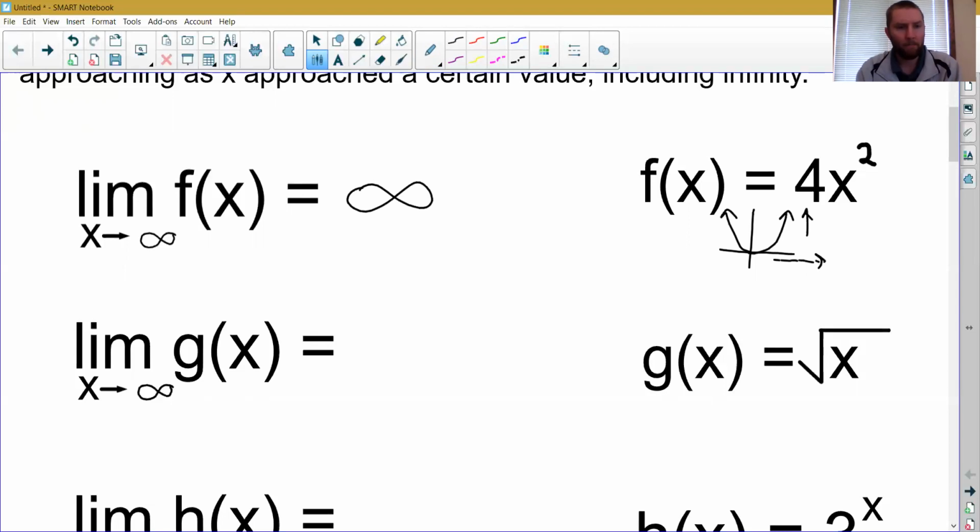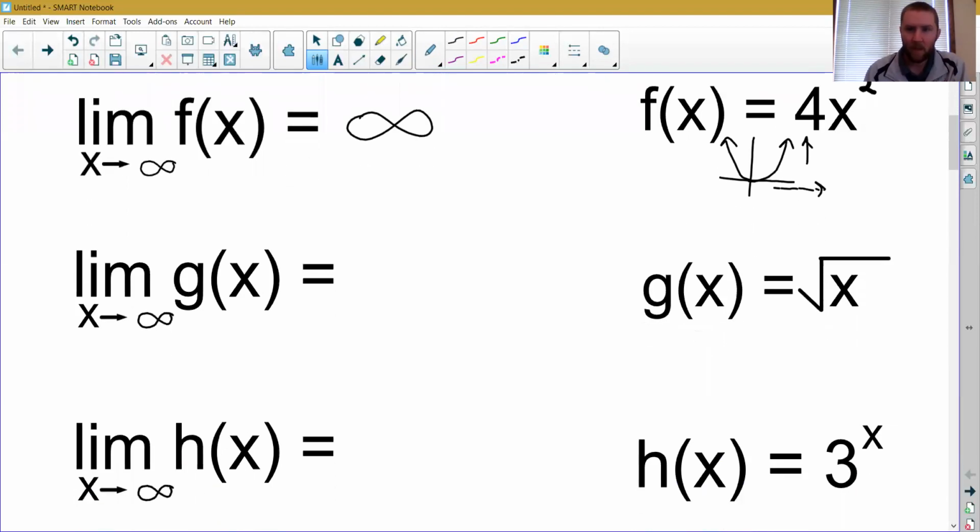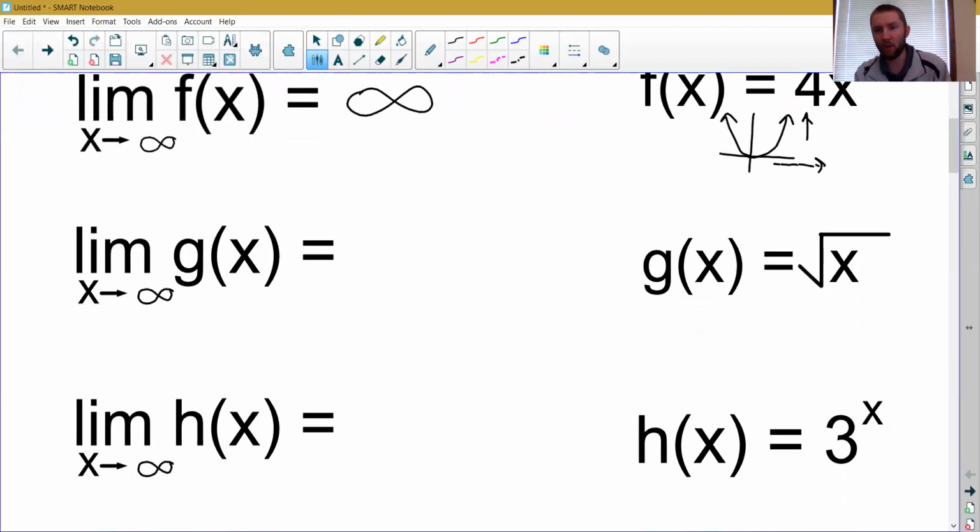The next one asks us for the limit of g of x as x approaches infinity, and g of x we are told is the square root of x. So if we think about what the graph of this one looks like, it starts here and does this kind of thing, right? And it sort of goes up and flattens out, but does continue to get higher and higher. So as x is approaching infinity and going out that way, our y is going up. It's going up significantly slower than the previous example, but it is going up. Therefore, the limit as x approaches infinity of g of x is infinity.